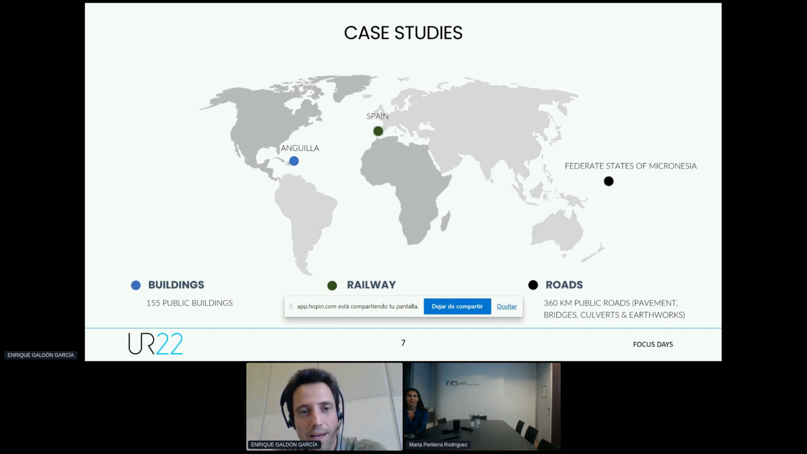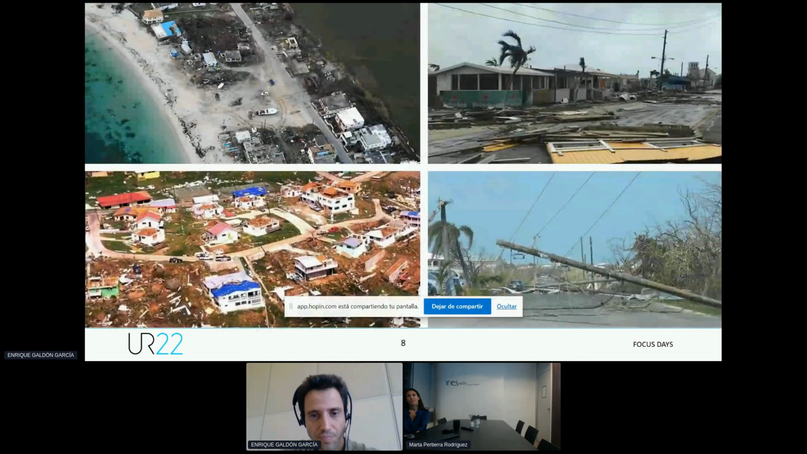In order to show this, we would like to use these 3 case studies to show you how, applying this methodology, we can achieve great progress and reach the targets of the key goals and keywords that we were mentioning. We are presenting a project in Anguilla for managing 155 public buildings, 2,000 kilometers of railway line in Spain, and 360 kilometers of public roads in the Federated States of Micronesia. Here's just to show you, this would be the case of the problems faced by the people of Anguilla.